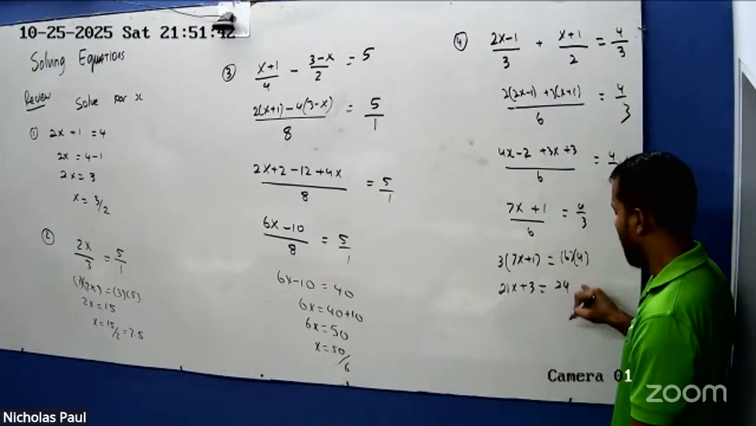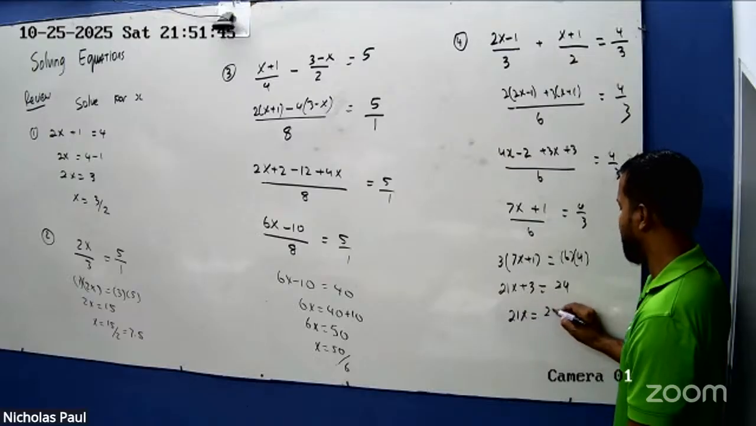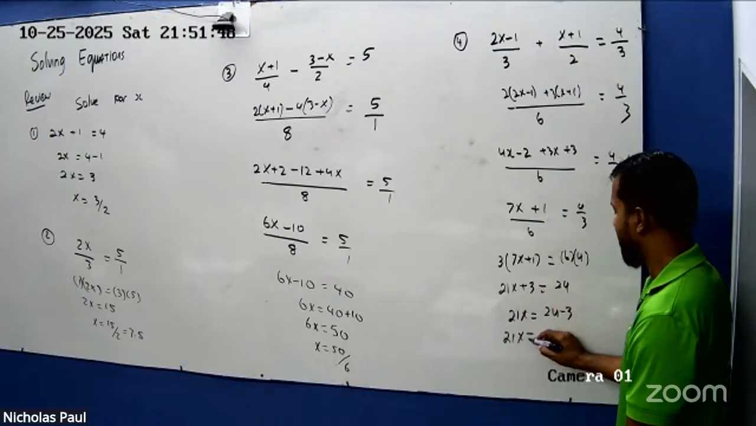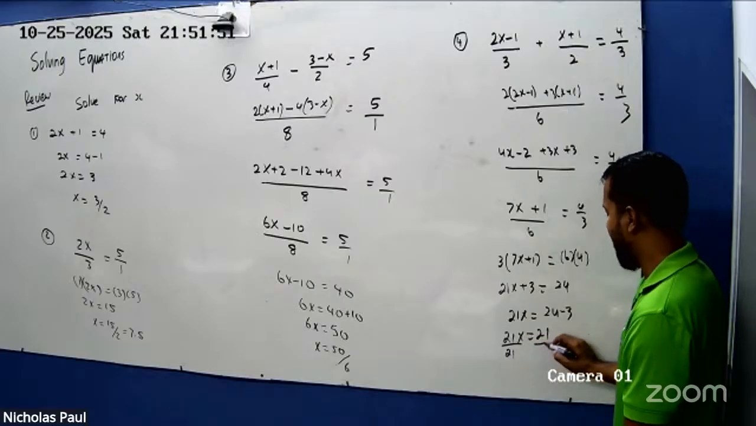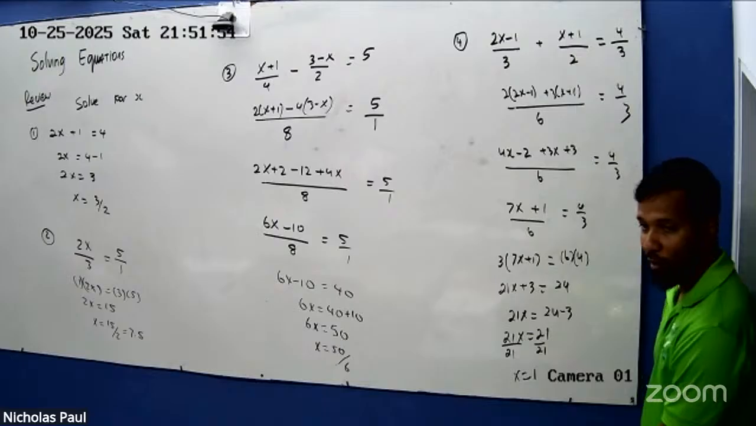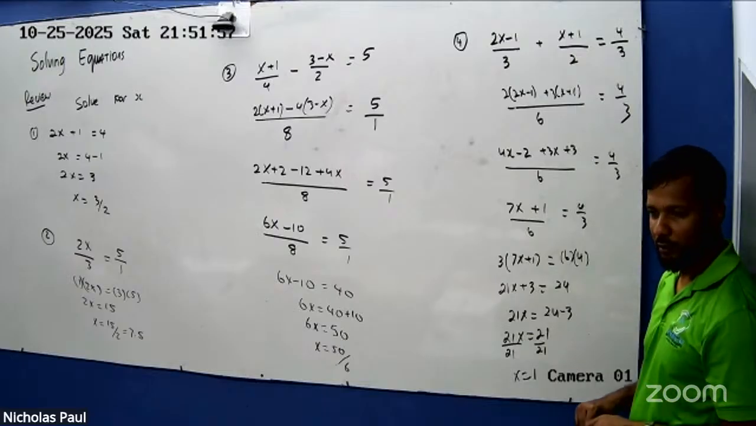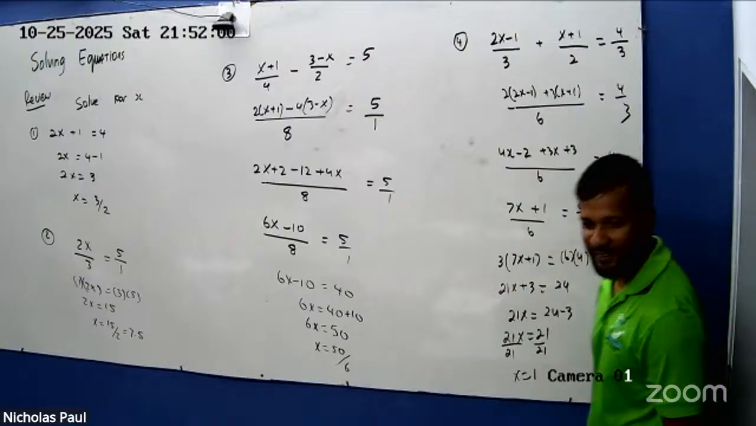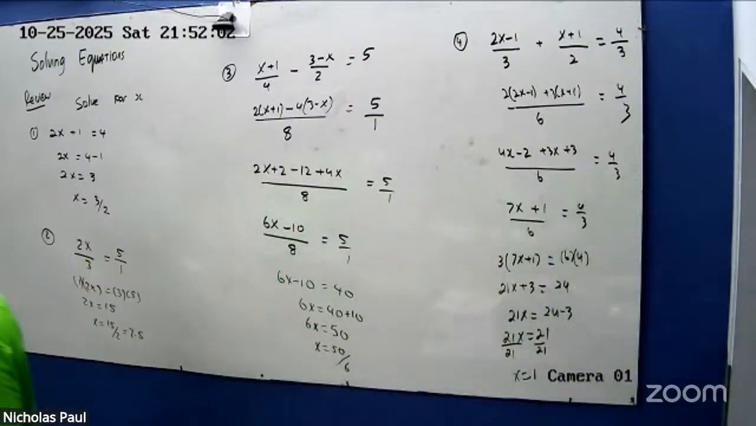Move across the 3. You'll get 21x is 24 minus 3. 21x is 21. Divide both sides by 21. x is 1. Very good. Everybody okay with that? We have one more type of solving to do.